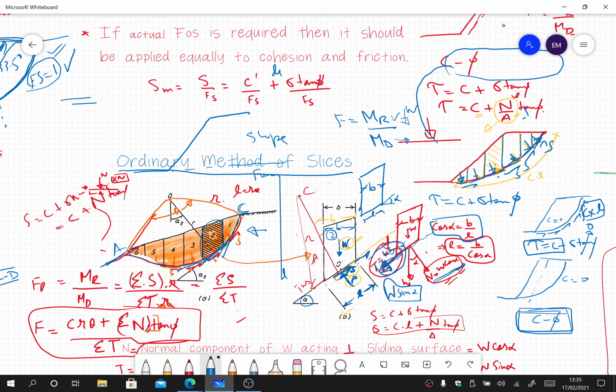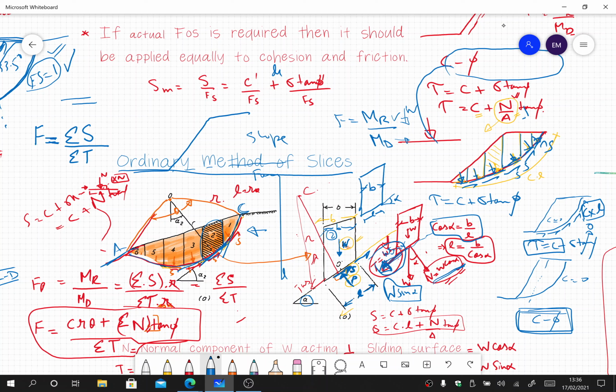So factor of safety, I'll write it on the side. Factor of safety for the whole plane, okay, I'm not talking about just one slice, I'm talking about the whole wedge that is going to fail, is equal to the summation of the shear strength that is acting at each slice over the summation of tangential forces that are all acting at the bottom, and tangential force is the W sine alpha component of the weight vector, because this is the one that is going to cause the failure.